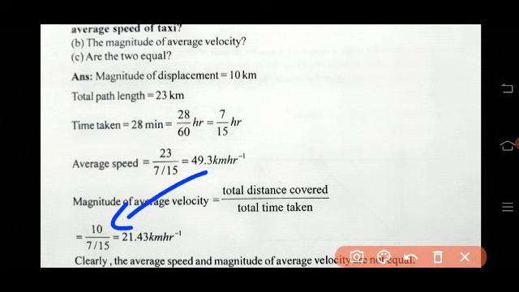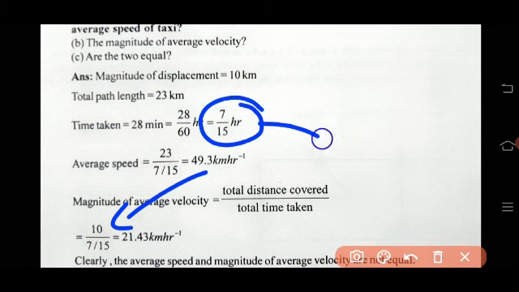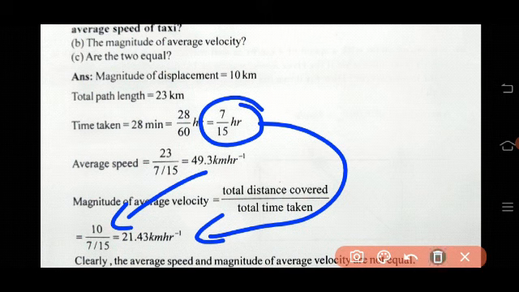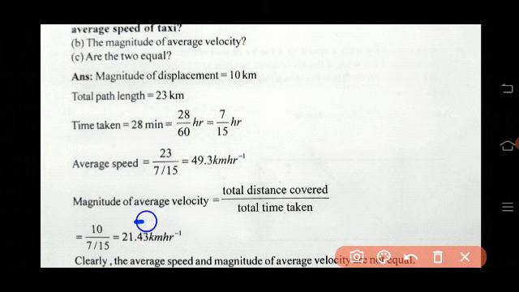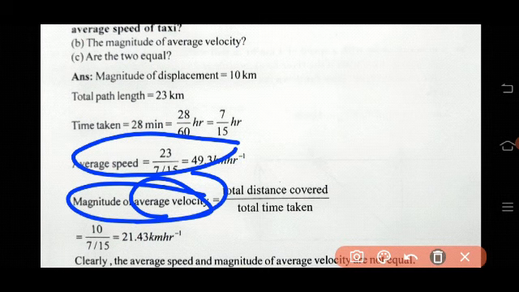Total time taken is 7 by 15 hour. We have calculated the time taken here. So just divide, and you will get 21.43 kilometer per hour. What is this? Average velocity. So we got the answers for average speed and average velocity.